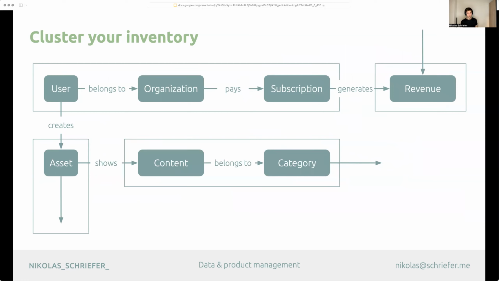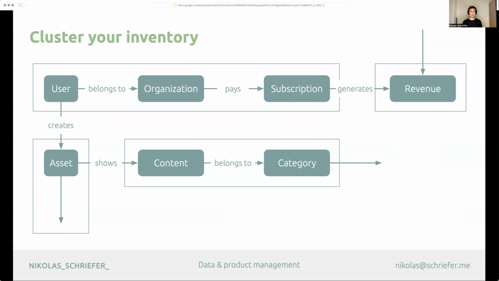Okay, so we had the theory, we had some ideas, we knew why we wanted to do it. So how did we get started? The first thing that we actually did is to just list all the data assets that we had in the organization and build a relational graph.